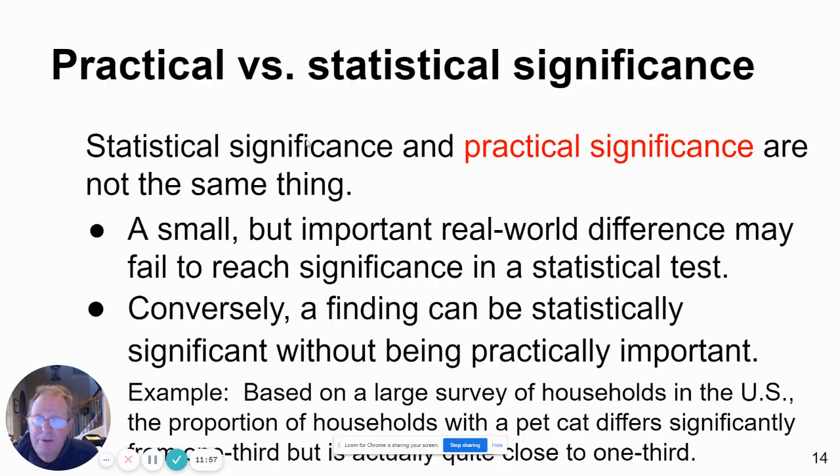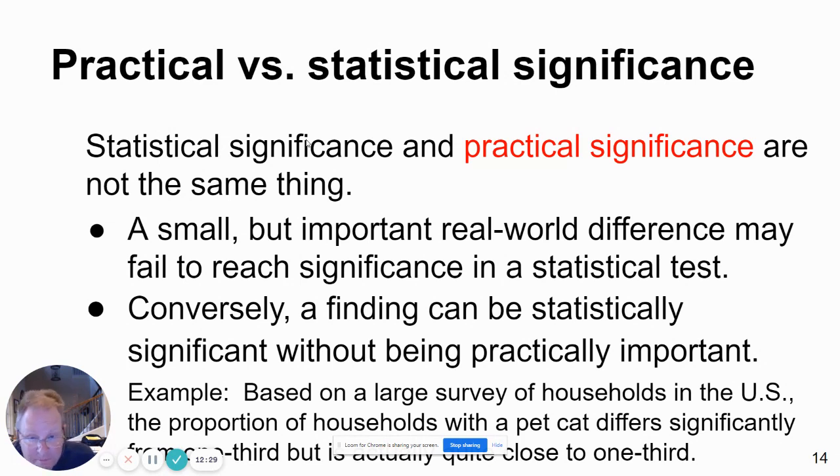So I want to talk about the difference between practical versus statistical significance. I think I talked about this in an earlier presentation. Statistical significance and practical significance are not the same thing. A small but important real-world difference may fail to reach significance in a statistical test, and this has potential downside. A lot of good studies go unpublished because they fail to reach an alpha level of 0.05.